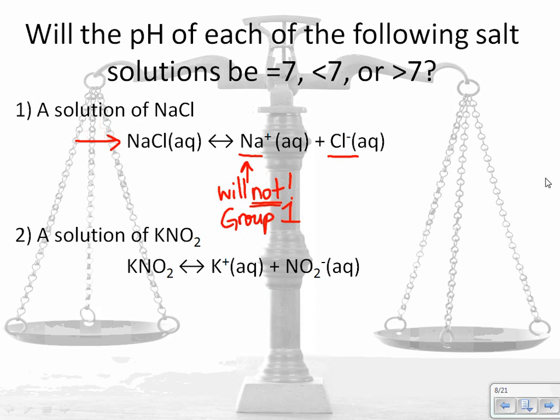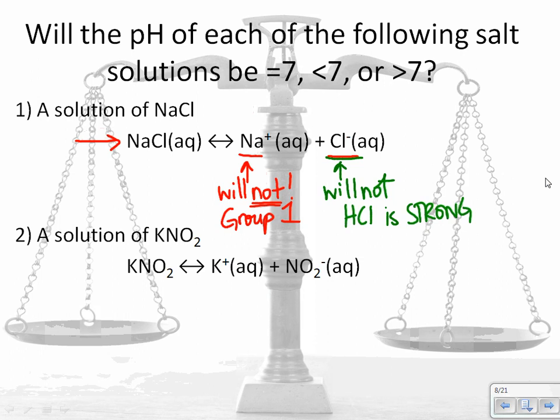Now look at your Cl-. I'll do this in green. Will this undergo hydrolysis? It will not. Why? Because it's the anion for HCl. HCl is a strong acid. So because of that, it will not undergo hydrolysis.